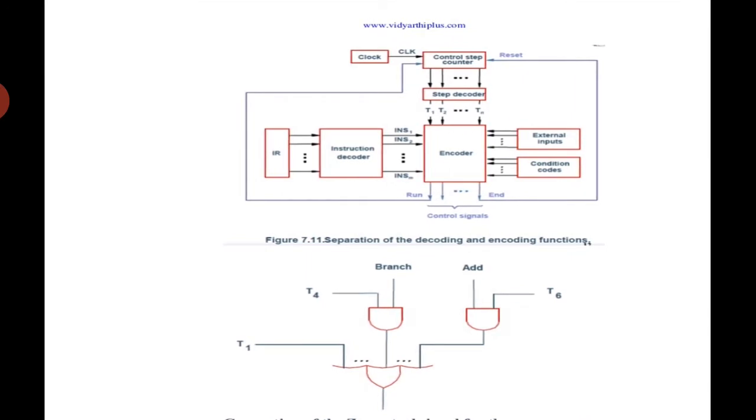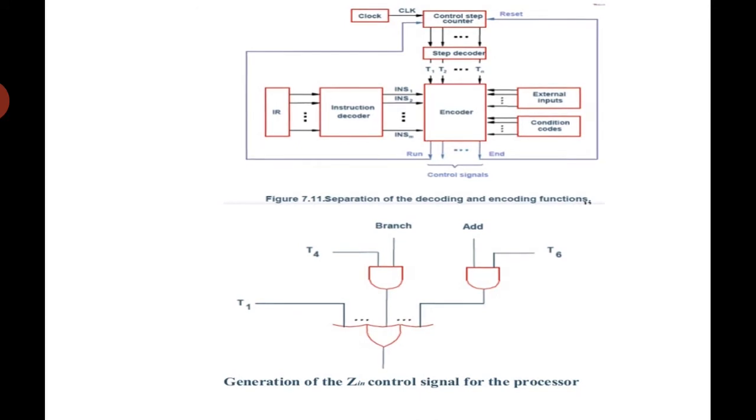The signal is asserted during time slot T1 for all the instructions, during T6 for an add instruction, during T4 for an unconditional branch instruction, and so on. So T1, T4, T6 are the time periods, and the logic function of Z in is derived from the control sequence.